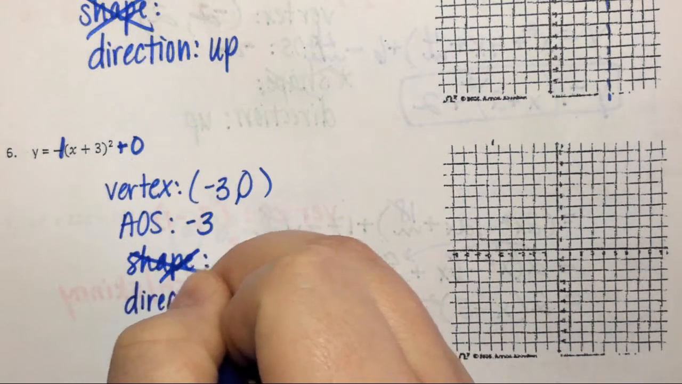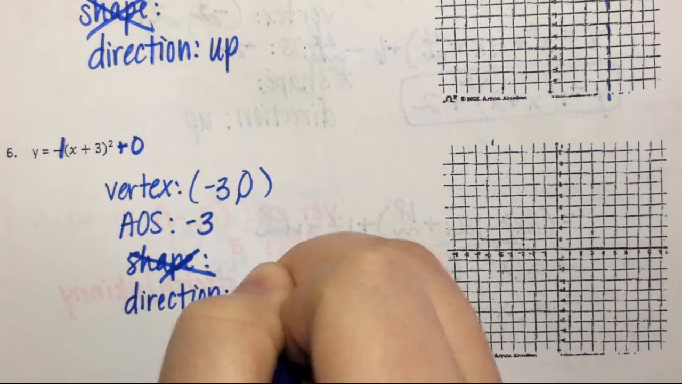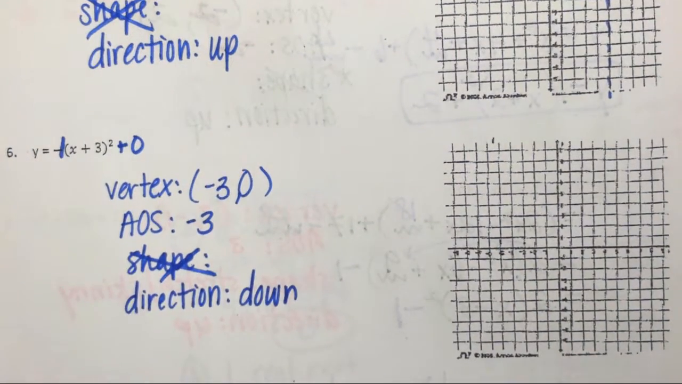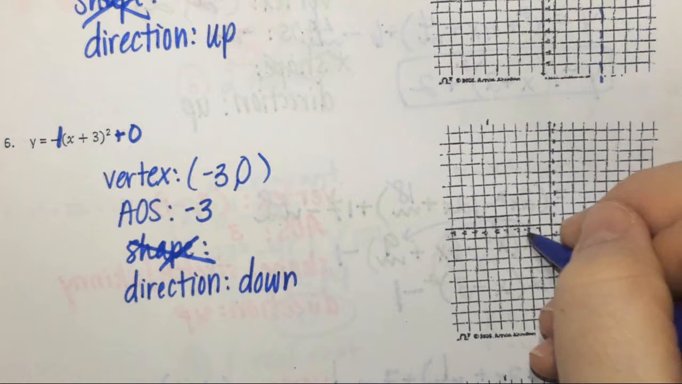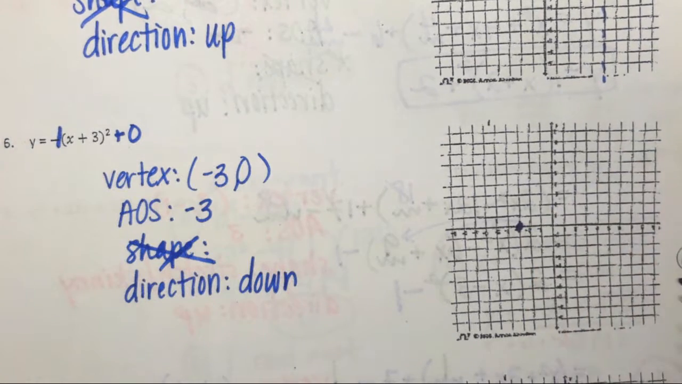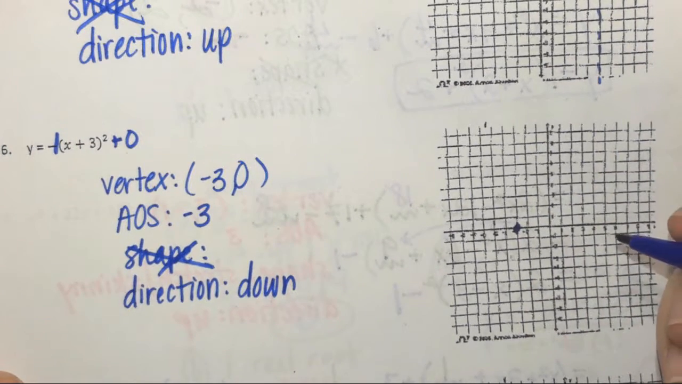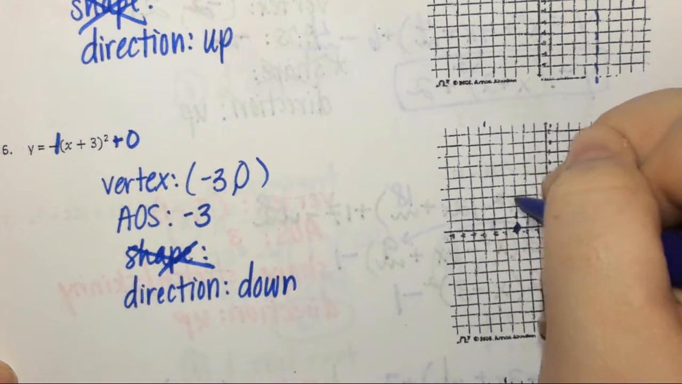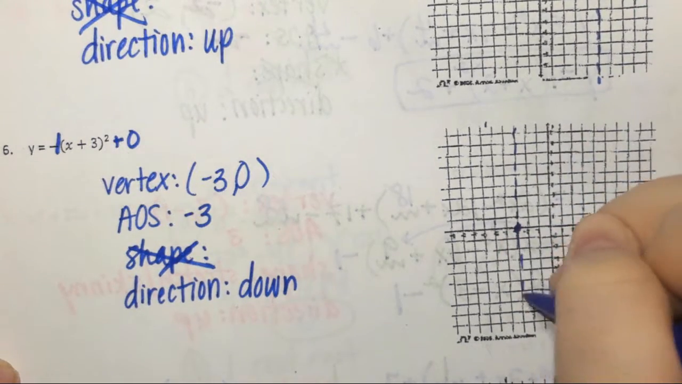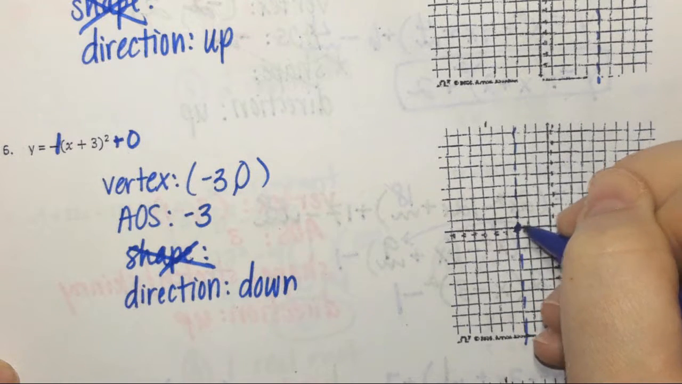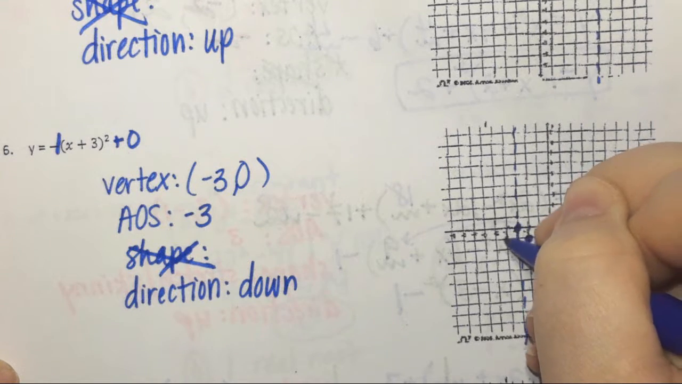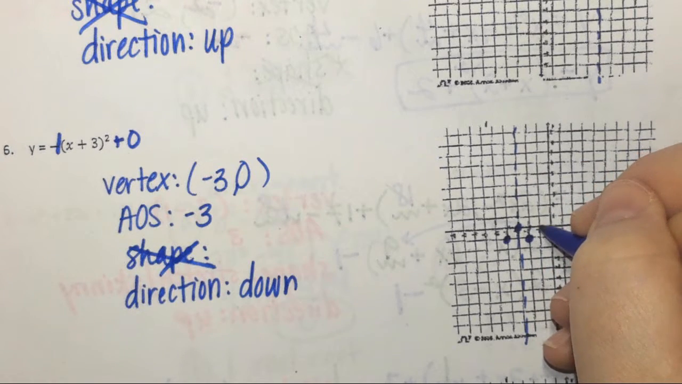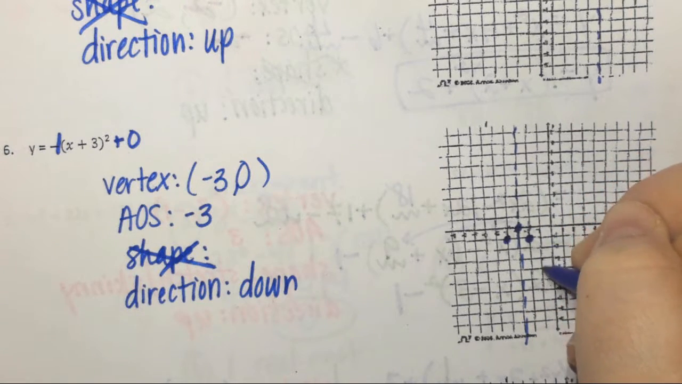Yes, dear? In my direction, yes, 5. You can have a point. My direction is down because of that negative out front. So I go to negative 3, 0. I put my point. Since my shape isn't changing, I'm still going to go over 1, down 1. But again, since it's down, instead of going over 1, up 1, I'm going to go over 1, down 1. Instead of going over 2, up 4, I'm going to go over 2, down 4.